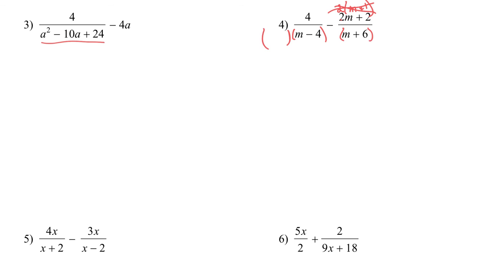So the first one needs an m plus 6. Put that on top and bottom, and then the second one needs an m minus 4. So now you'll just distribute your numerators and put it over your common denominator, and then combine like terms.